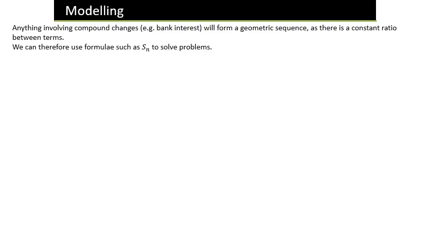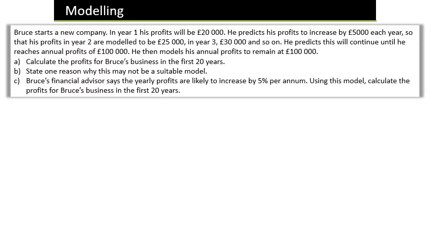Okay, so year 12, when it comes to modelling with sequences, anything involving compound changes, so things like bank interest and percentage decrease over a number of years, will form a geometric sequence. And if you add them all together, you'd get a geometric series. We can use, therefore, some of the formulas that you already know to solve problems. So here's an example of the kind of question you might get.